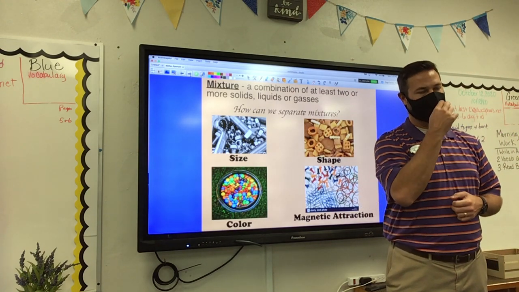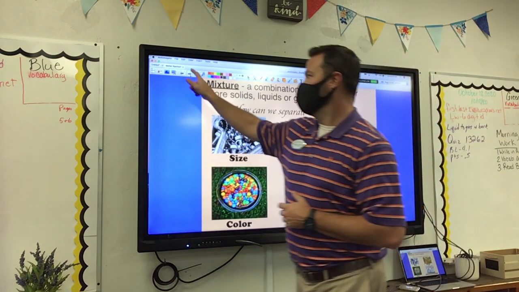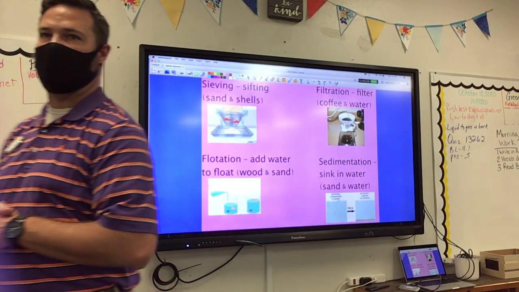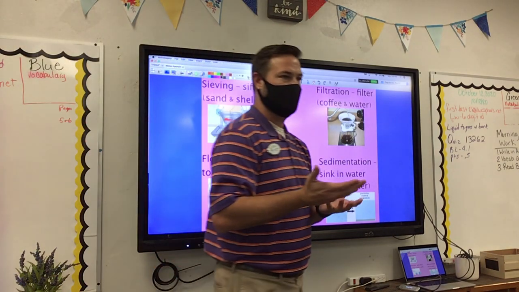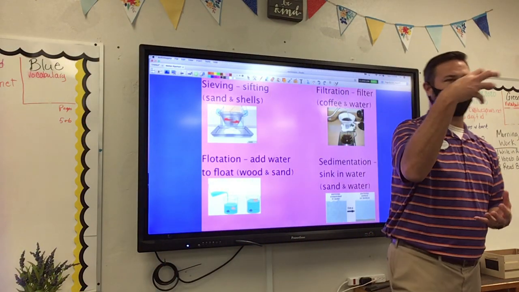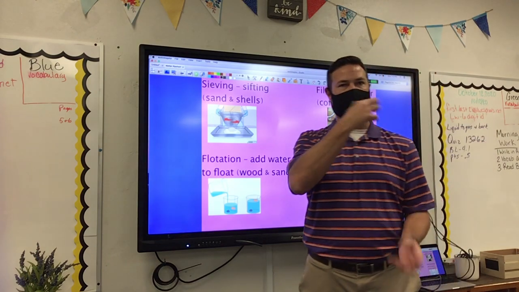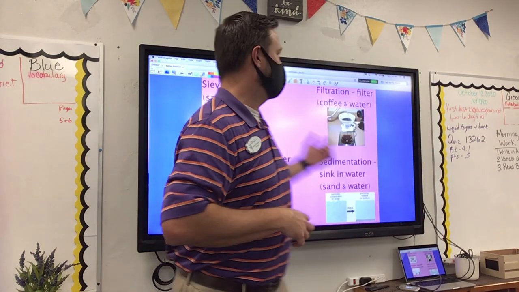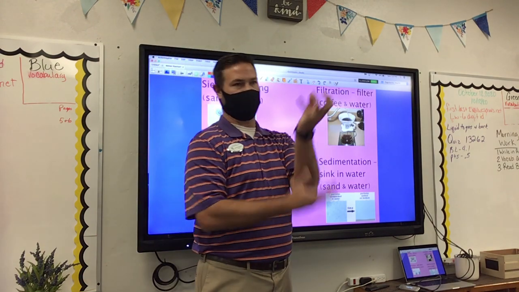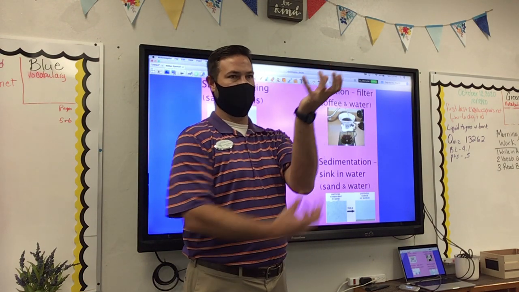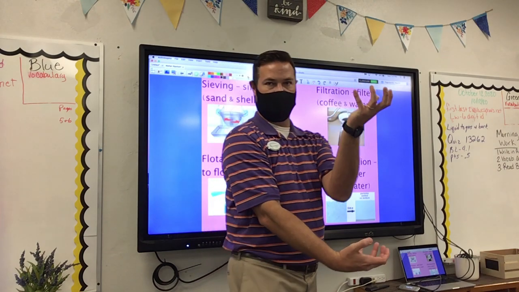But in 5th grade, we're adding a few to it. We talked about sieving. This is taking a strainer, separating it through little tiny holes. The bigger solids will get separated from the littler solids. We talked about filtration or a filter. This is separating solids from the liquids, like coffee grounds will separate from the coffee liquid.